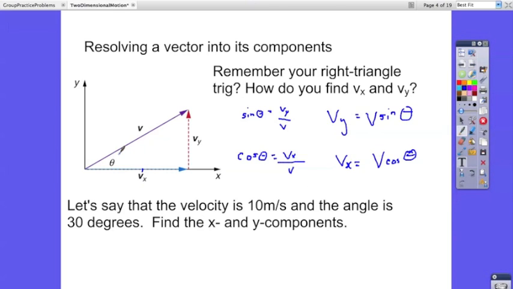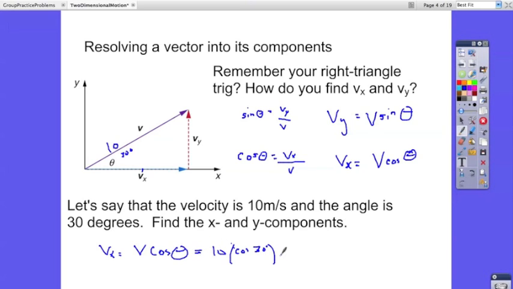So let's say that this velocity was 10 meters per second, and this angle is 30 degrees. Find the x and the y components. All right, so vx will be v cosine theta, or 10 times the cosine of 30. Make sure your calculator is in degrees for this unit. Some of you that have math classes might have to have it in radians for your math class.